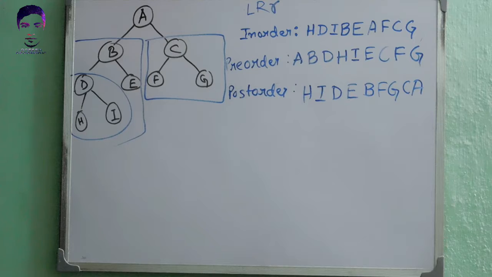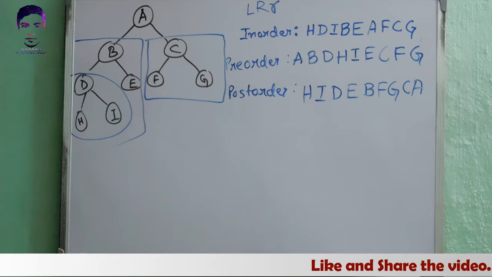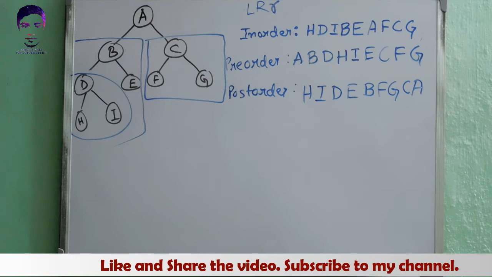So these were the Inorder, Preorder and Postorder traversals respectively. I know you guys might face a problem in understanding this, so I suggest you play this video once or twice after practicing it with pen and paper yourself.